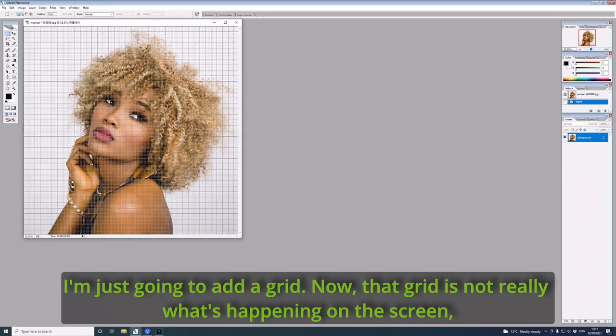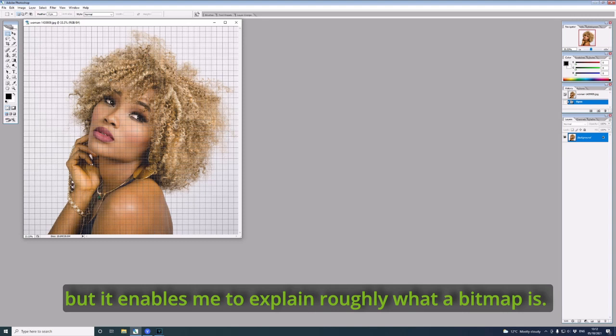I'm just going to add a grid. Now that grid is not really what's happening on the screen, but it enables me to explain roughly what a bitmap is.